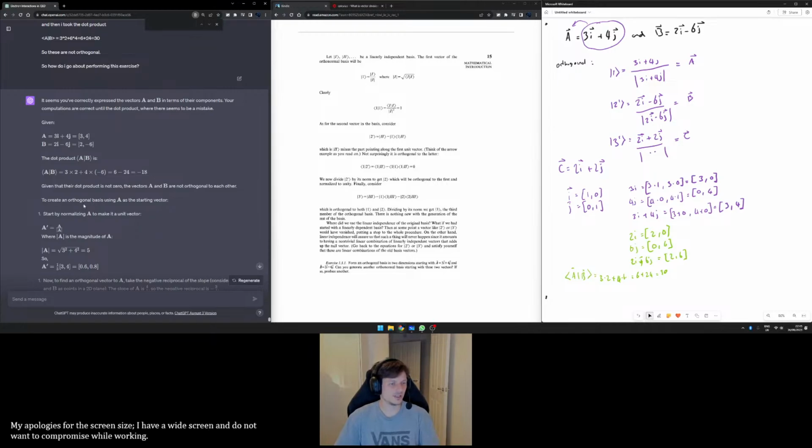yeah, and so to create an orthogonal basis using A as the starting vector, start by normalizing A to make it a unit vector.